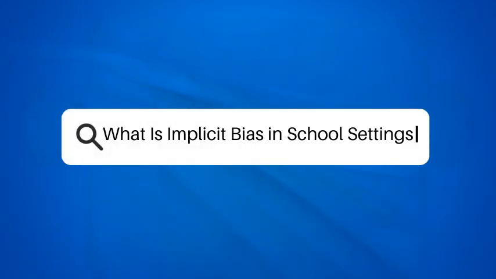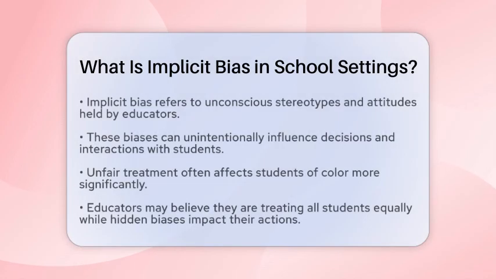What is implicit bias in school settings? Have you ever wondered how unconscious attitudes can shape the experiences of students in schools? Implicit bias in school settings refers to the unintentional stereotypes and attitudes that educators and staff may hold. These biases can influence their decisions and interactions with students without them even realizing it. This can lead to unfair treatment, especially for students of color.